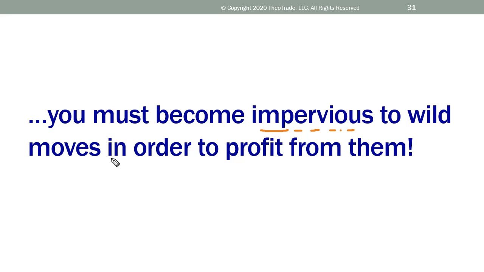Today, if you're sitting there and you're making money, awesome. If you're losing money, not awesome. But on either side of this, you shouldn't be surprised, you shouldn't be stressed, you shouldn't be any of it. You should be impervious to the wild move.